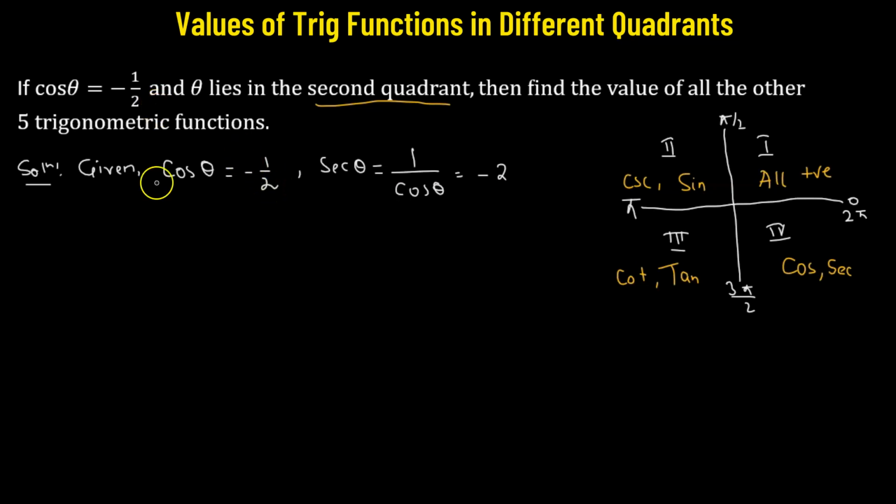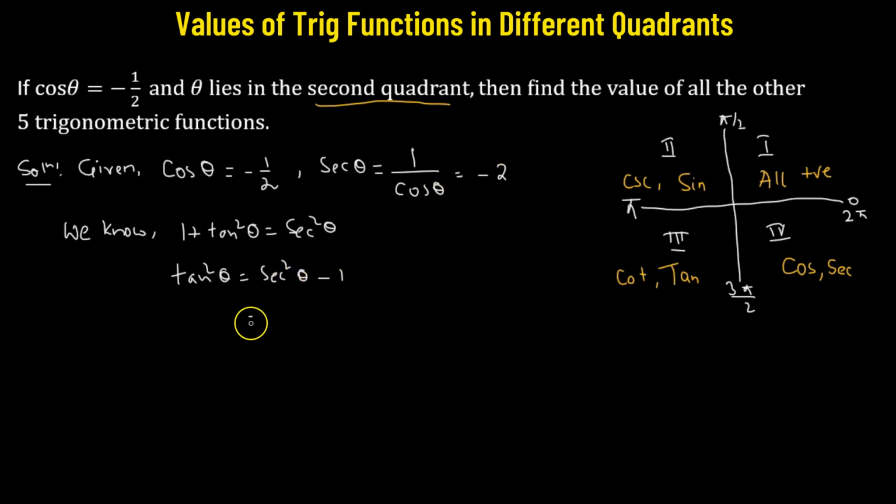Now, we're going to use a fact. We know that 1 plus tangent squared theta equals secant squared theta, a standard identity. To find the value of tangent squared theta, all we have to do is replace the value of secant squared theta with (-2) squared. Solving this equation will help us obtain the value of tangent theta. So we have (-2) squared minus 1, which equals 4 minus 1 equals 3. So this is the value of tangent squared theta.